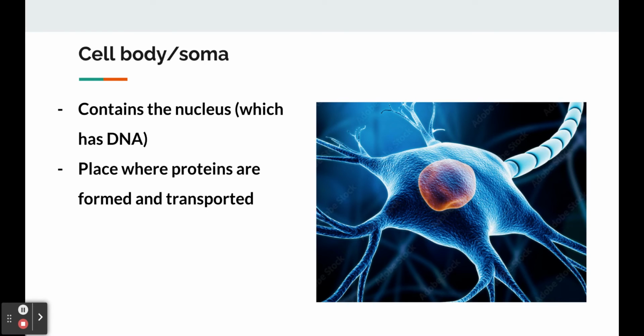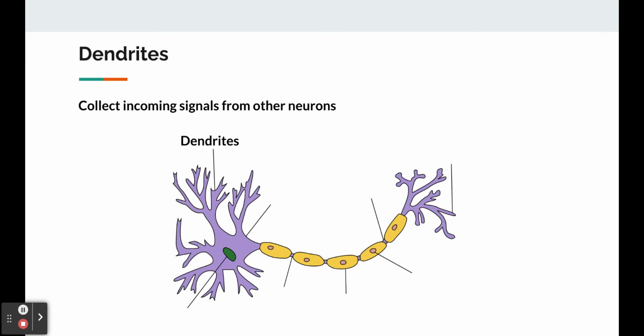The cell body, also called the soma, contains the nucleus and most of the neuron's cytoplasm. This is where proteins are formed and transported to make sure the cell functions properly. Dendrites are branched projections that collect incoming signals from other neurons.